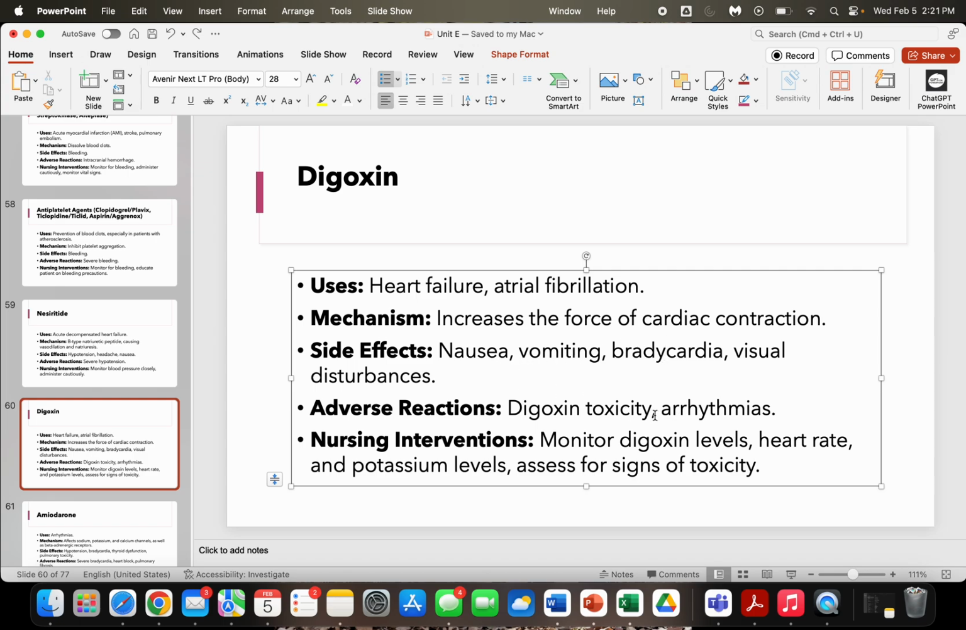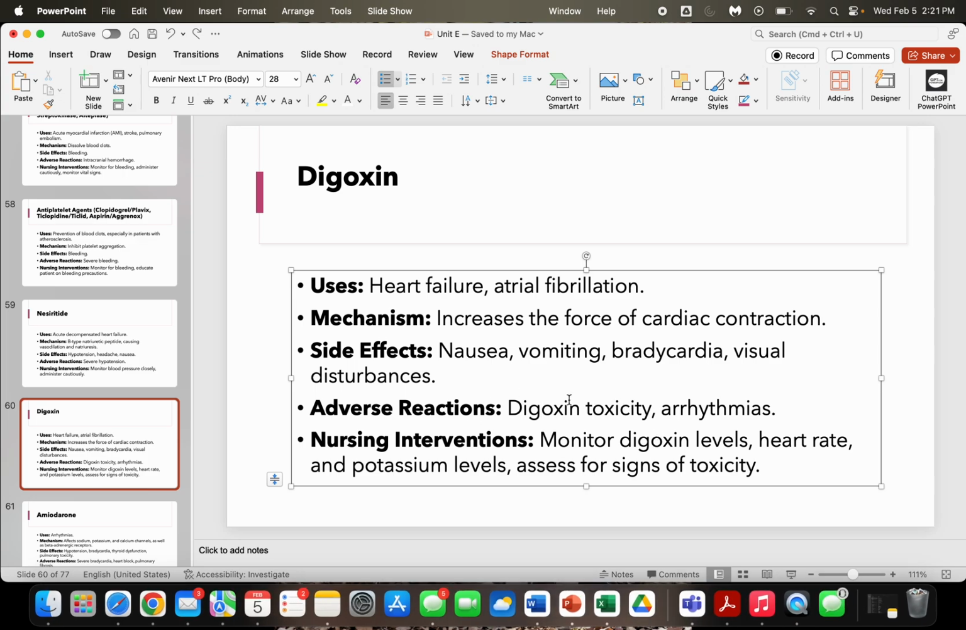Other things, if we give too much over time, if they're taking it for an extended period, it can cause dig toxicity. So these people usually have to have frequent labs monitored in order to make sure that their dig levels aren't too high. Okay, very, very important.